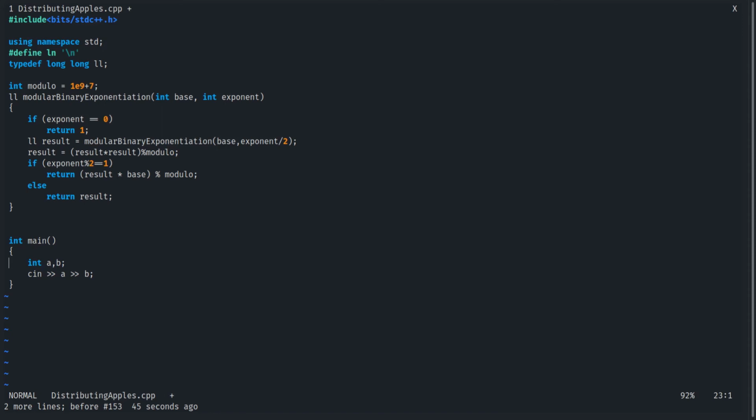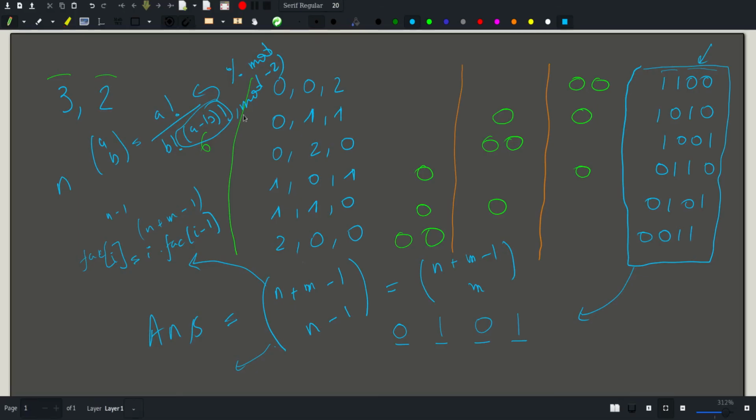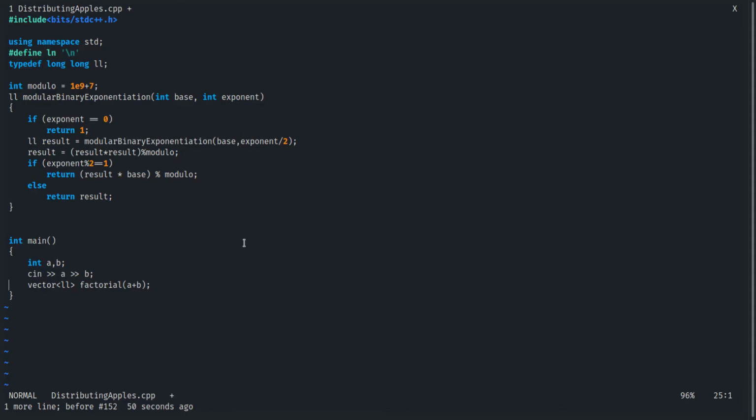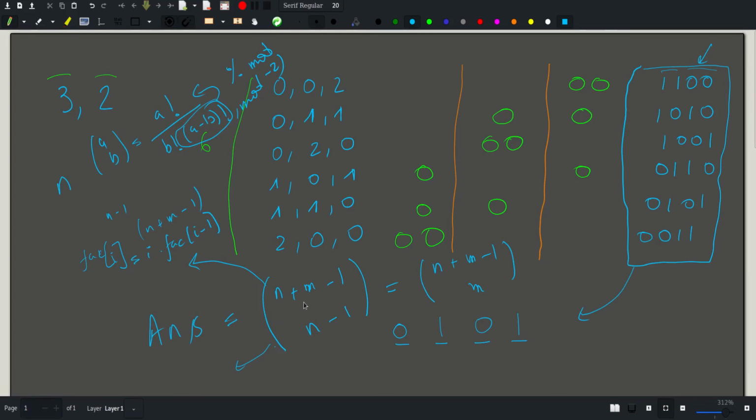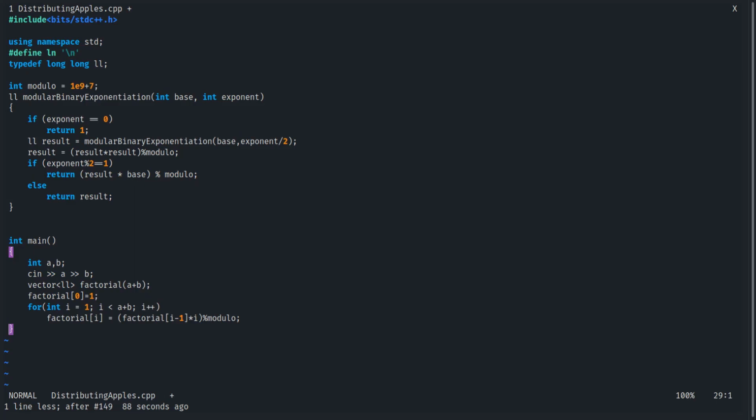Then we will read our a and b, and we will declare a vector of size a plus b, because remember the factorial we will need to compute will be up to n plus m minus 1, so it is enough to go up to n plus m since this is 0 indexed. We initialize factorial of 0 with 1, and then we calculate the factorial of other numbers recursively. And then at the end we will output the binomial coefficient n plus m minus 1 choose n minus 1, which is going to be equal to n plus m minus 1 factorial. So that's what we have here.